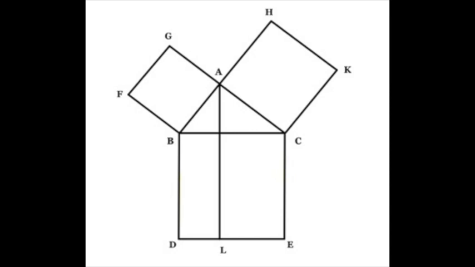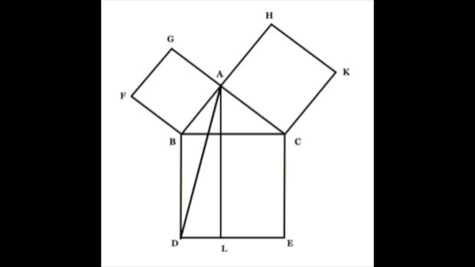The first step in the proof is to construct a line segment from the vertex A perpendicular to the hypotenuse and extend it to the point L. Euclid's plan can now be seen. The square on the hypotenuse has been divided into 2 rectangles, and they will be seen to be equal in turn to the squares on the legs.